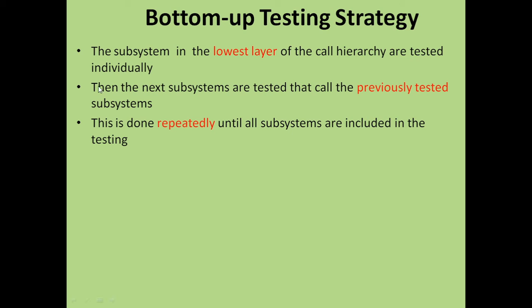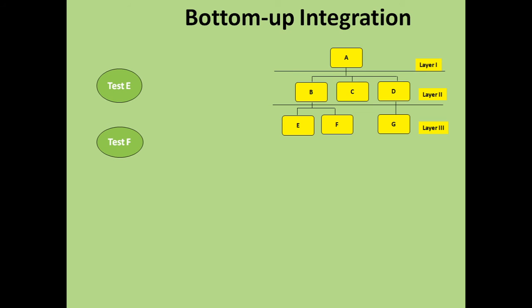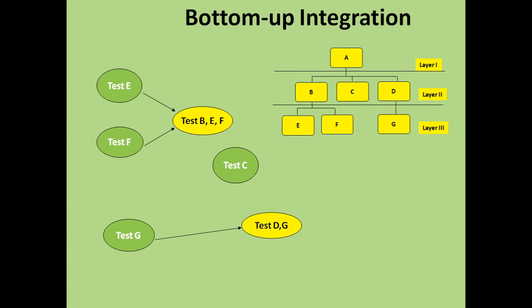Bottom-up testing strategy. In this, the lowest layer of units are first tested individually. Then the next subsystems that call the lowermost ones are tested. The second level subsystems call the lowermost ones, the third level call the second level, and the fourth level call the third level, and so on. So the bottommost subsystems are tested individually first, and then they are called by the higher level ones. We can see this diagram of bottom-up integration.